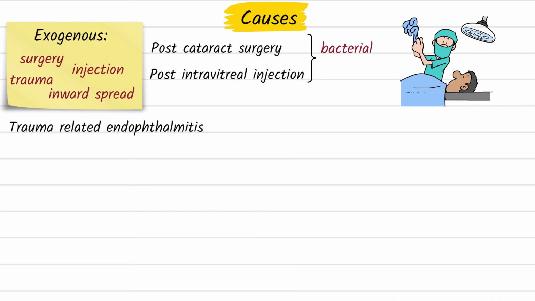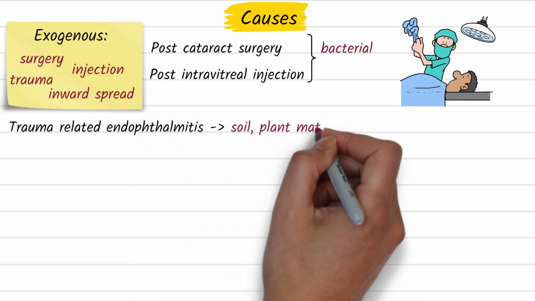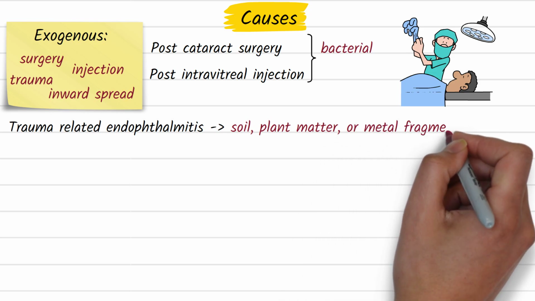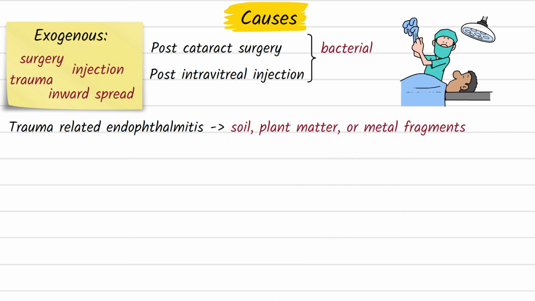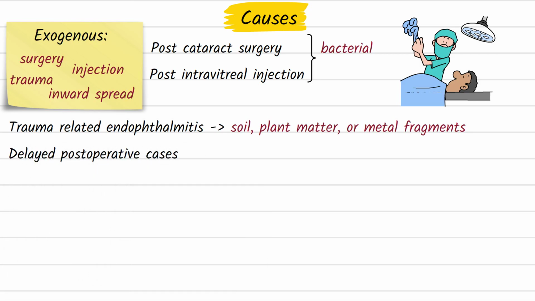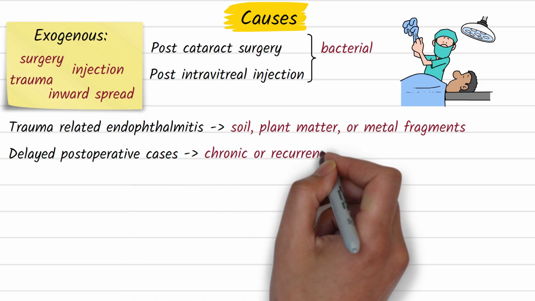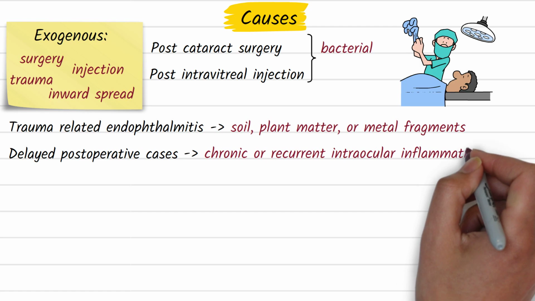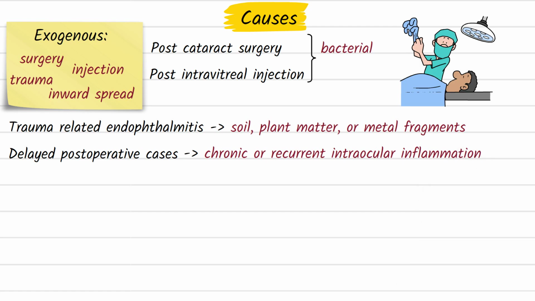Trauma-related endophthalmitis is particularly dangerous because contaminated materials such as soil, plant matter, or metal fragments may be forced into the eye, increasing the chance of a highly virulent infection. Delayed postoperative cases may involve less aggressive but more indolent organisms, which can produce chronic or recurrent intraocular inflammation rather than an immediately dramatic presentation.